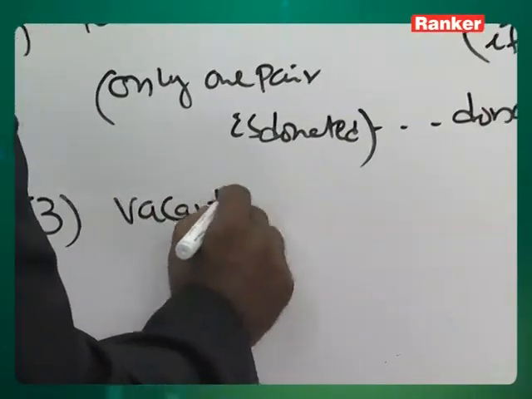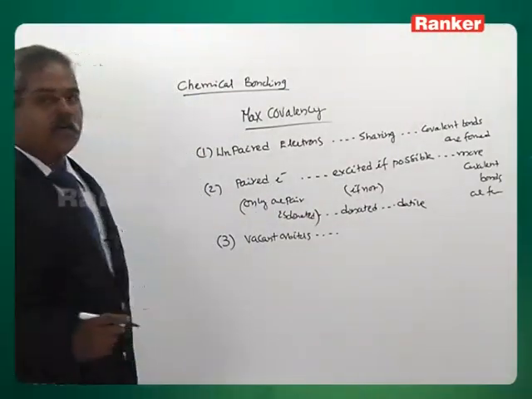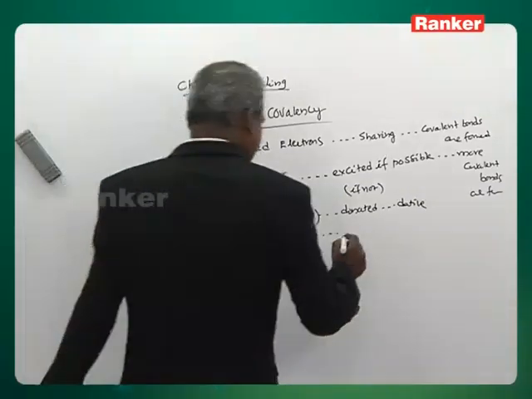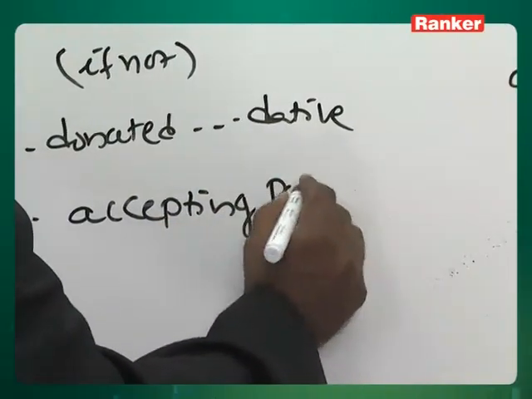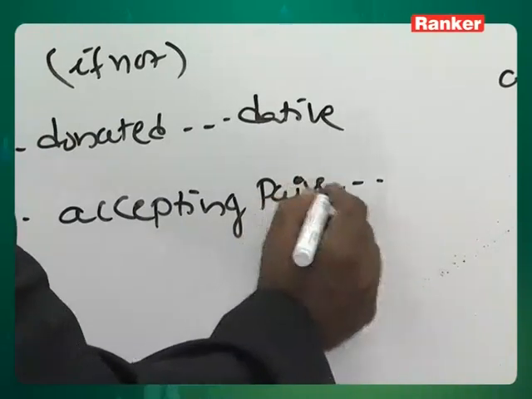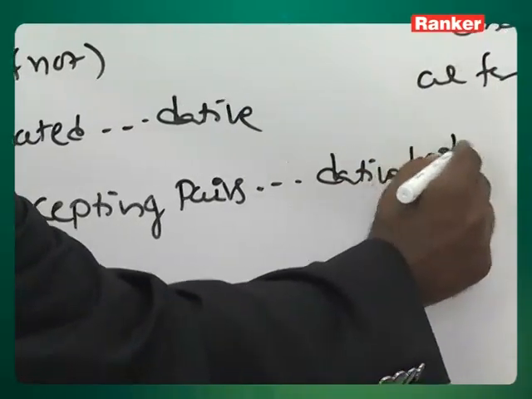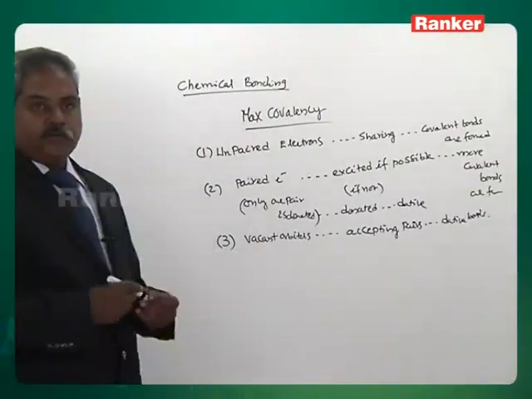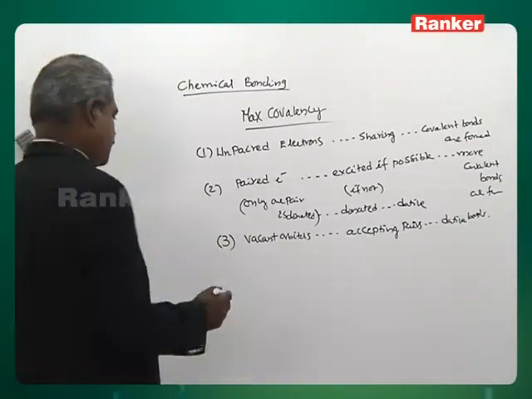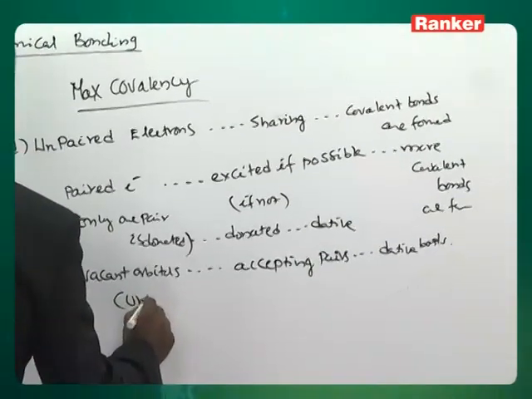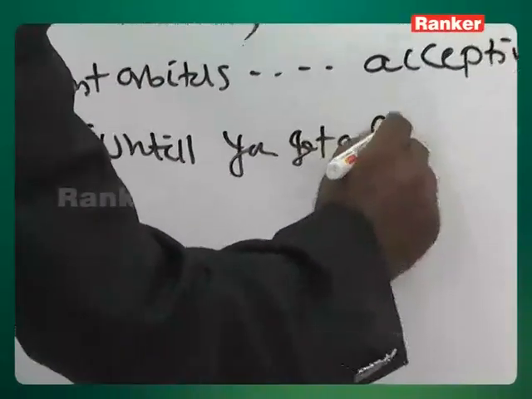Vacant orbitals. Suppose you have vacant orbitals. Vacant orbitals are used in accepting pairs of electrons, and dative bonds are formed. You accept until you get a maximum of 6 bonds. You accept pairs until you get a covalency of 6.